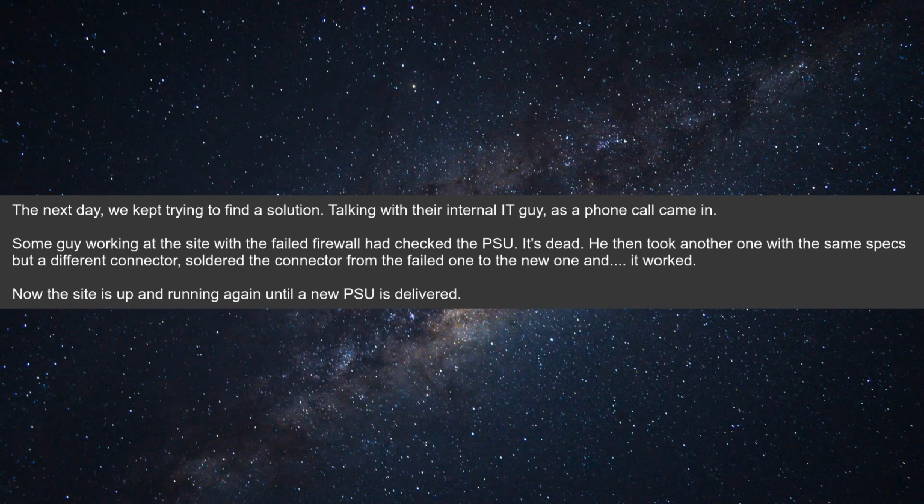The next day, we kept trying to find a solution, talking with their internal IT guy, when a phone call came in. Some guy working at the site with the failed firewall had checked the PSU. It's dead.